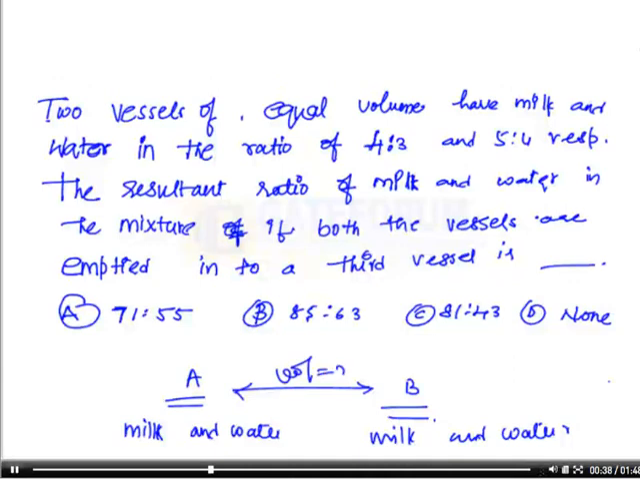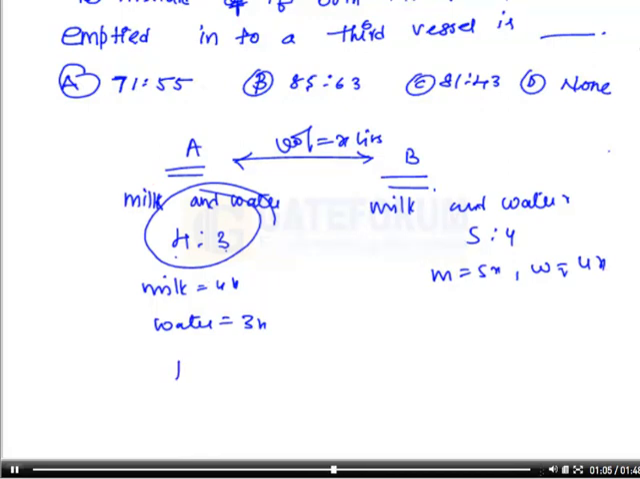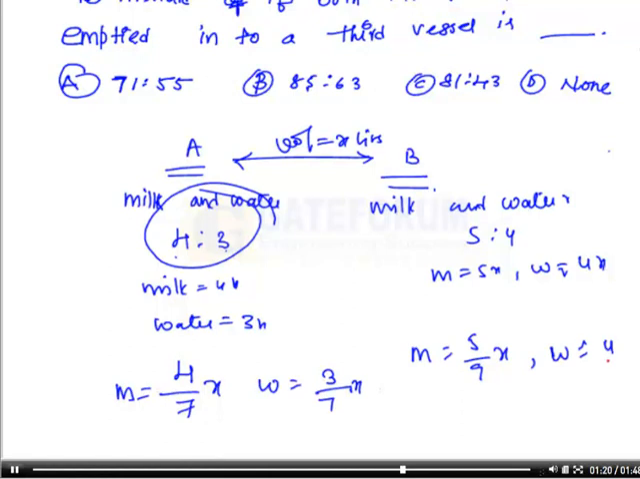Let the volume be some X liters. What is the ratio of milk and water in the first vessel? 4:3. How about the second? 5:4. So the ratio of milk and water is 4 and 3, so milk will be 4x and water will be 3x. Similarly here, milk is 5x and water is 4x. Now, what is the quantity of milk in the first vessel, which is 4 by 7 parts of X? Similarly, milk in the second is 5 of 9 parts, and water in the first is 3 of 7 parts, and water in the second case 4 of 9 parts.